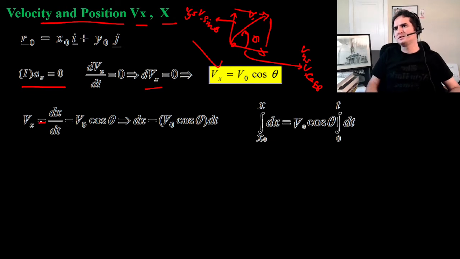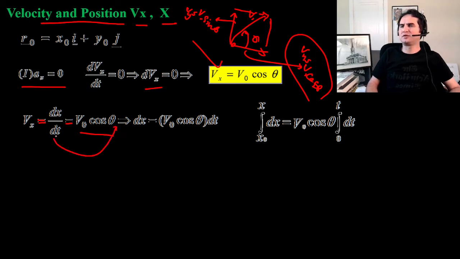So Vx is equal to dx over dt. Velocity in x direction is variation of displacement over time, and we do know Vx is V naught cosine of theta from here. So if you take dx, from denominator to here, dx is equal to V naught cosine of theta times dt. If you then integrate it, it gives you integration from x naught to x of dx is equal to V naught cosine of theta, out of integration, then integrate from 0 to t of dt.